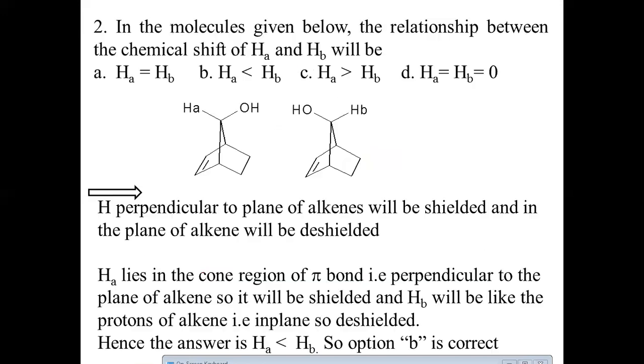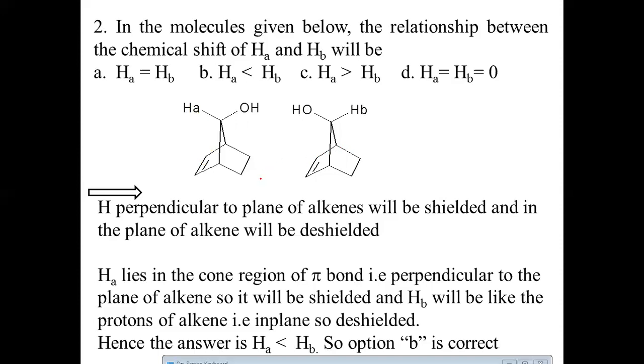Fine. Now let's go to the second problem. In the molecules given below, the relationship between the chemical shifts of HA and HB will be. So when you look at the options, either they are equal or one is greater, the other one is greater. But when you look at the molecule as such, superficially you feel they are same, then we may be tempted to answer it as same. That means option A. But when you just look at it very closely, here you can see HA is just above this pi electron cloud, whereas HB is in the plane of the pi bond.